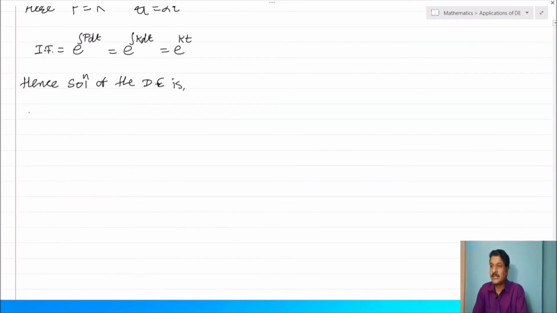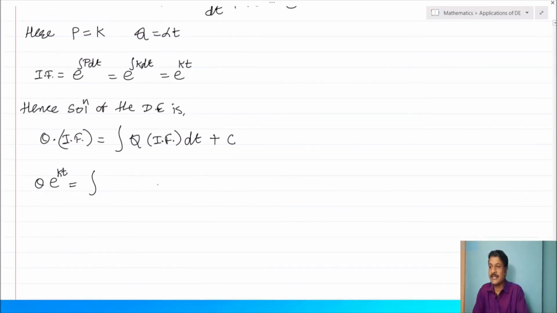Actually in the general form, it is y into IF. Here instead of that it is θ into IF, equal to the integration of q into IF into dx, meaning here dt, plus the integration constant c. So θ into IF, which is e^(kt), equals the integration of q. What is the value of q? It is αt into the integrating factor e^(kt) dt plus c.